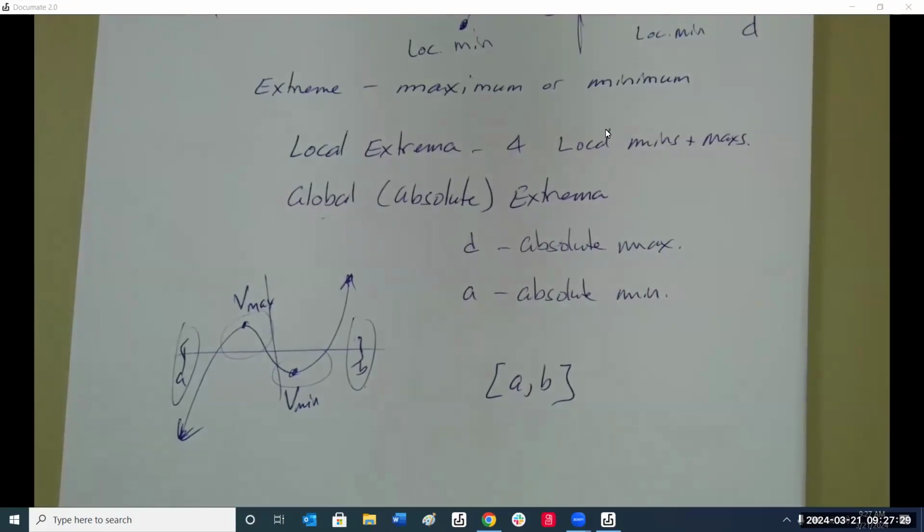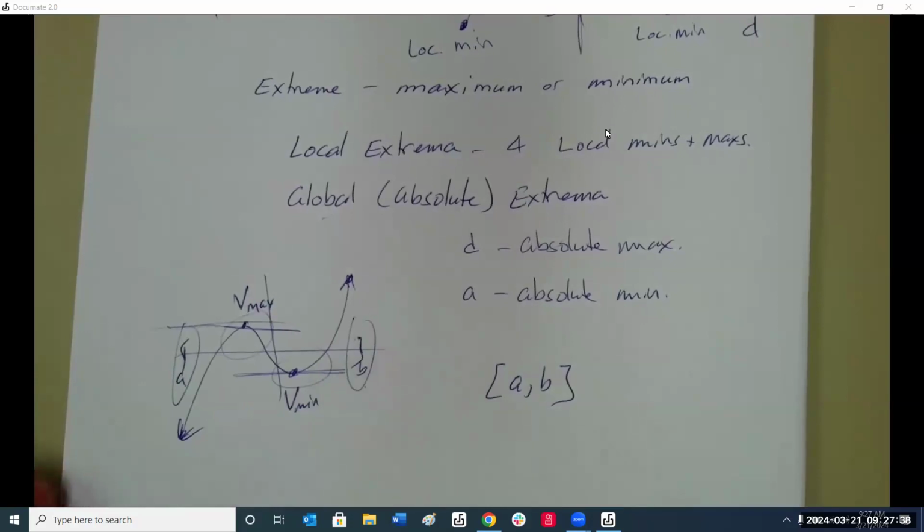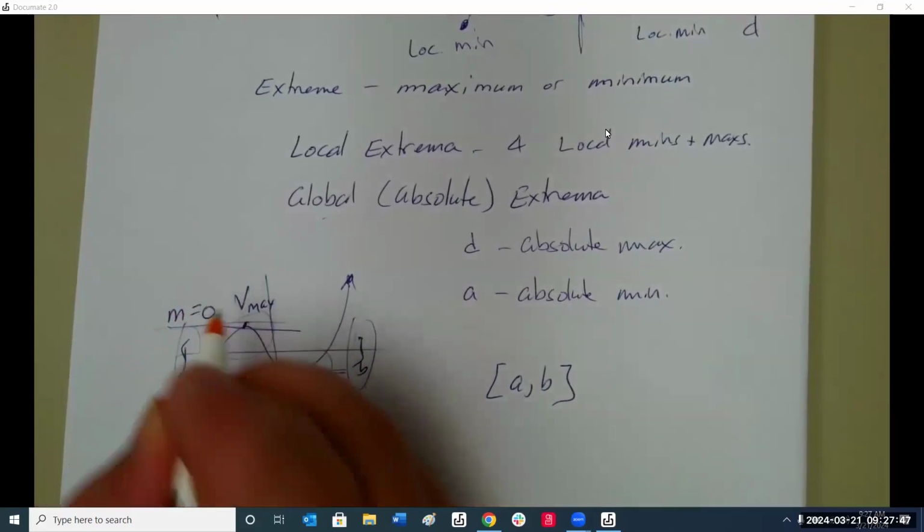Yes. What about the tangents? What about the lines tangent to the curve at that point? What do they look like? They're horizontal. So what do we know about horizontal tangent lines? What do they have? They have what? The slope is 0.